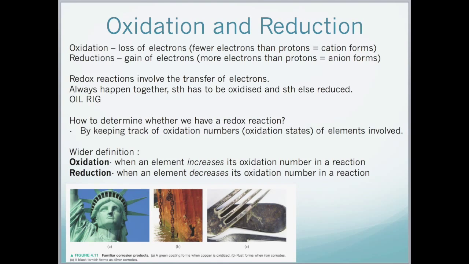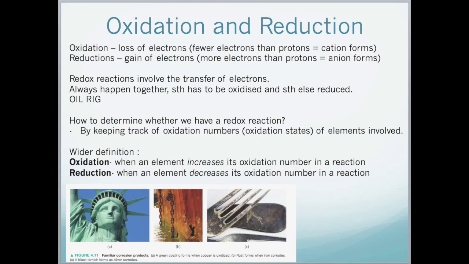Redox reactions involve the transfer of electrons. They always happen together, so something has to be oxidized and something else has to be reduced. A useful way to remember this is through the phrase OIL RIG, which stands for oxidation is loss and reduction is gain. How do we determine whether we have a redox reaction? By keeping track of the oxidation numbers of the elements involved in the reaction, we can establish whether we have a redox reaction.